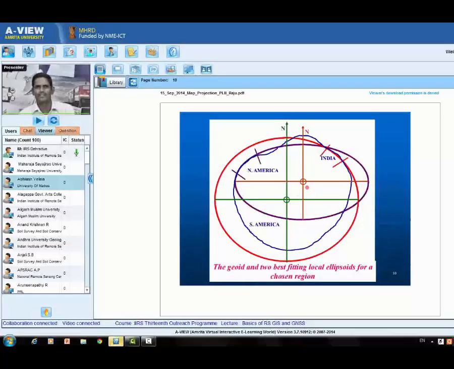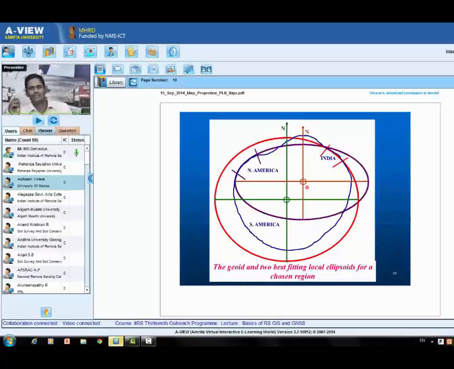There are two things. When you fit a local reference plane, the center of that reference plane does not match exactly with the center of the earth. But if you take a reference plane like WGS-84 or ITRF, they are all taken with the earth at the center, and this reference plane is also at the center of the earth. So that way both will be matching there, but here it is not matching.